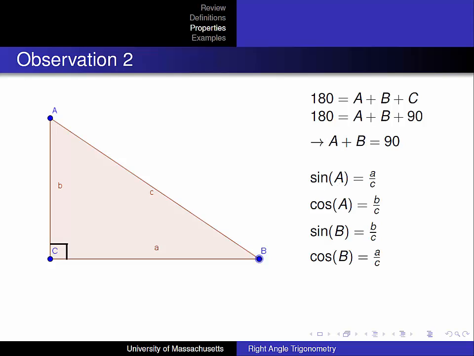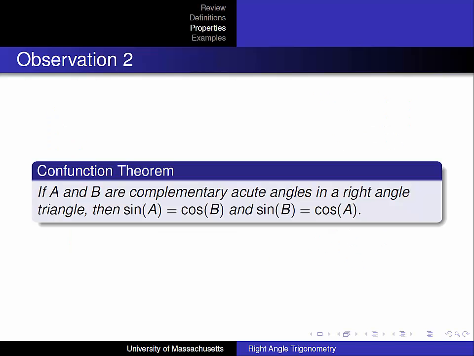Now you'll note here that sine A, which is a over c, is equal to cosine B, and that cosine A is equal to sine B. So from this we have a theorem that if two angles are complementary acute angles in a right-angle triangle, then we know that the sine of one is equal to the cosine of the other.